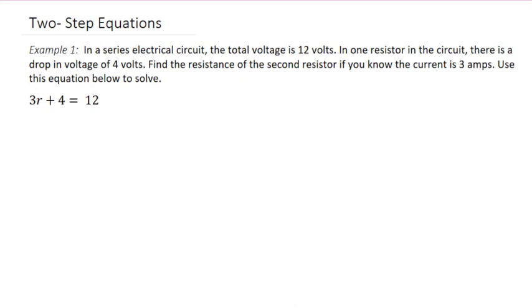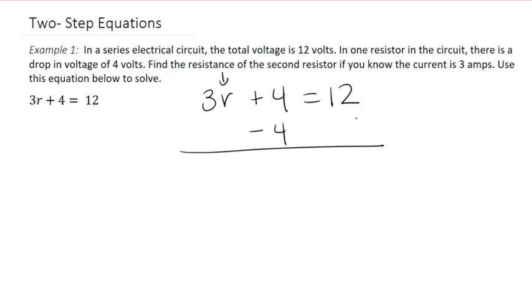So here we have 3r plus 4 is equal to 12. Now we want to get r by itself. The first thing we do as we are solving is subtract 4 on both sides, because whatever we do to one side, we do to the other. This gets rid of the 4 on the left-hand side, as that becomes 0. So now we have 3r is equal to 12 minus 4, so that's 8.